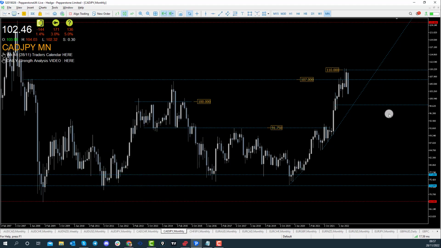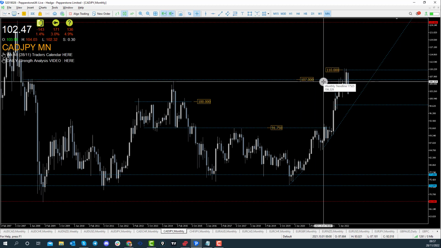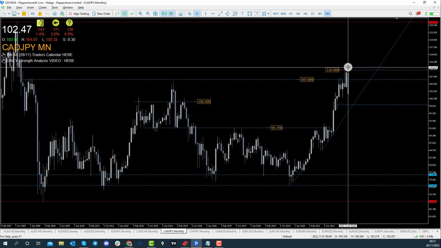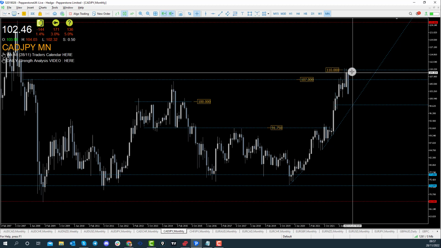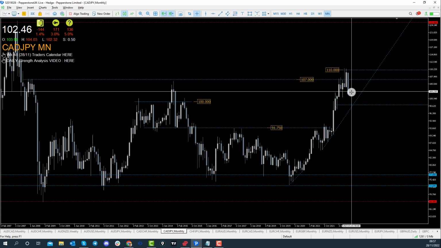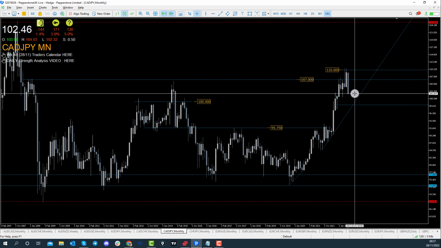CAD yen, really nice chart to look at the moment, especially because we're looking at seeing price reverse from these recent swing highs. So price came up into the 110 handle, came up into the 110 handle on the monthly chart and just rejected. Didn't really want to see any buyers above the 110. Sellers have pretty much taken it this month and driven it to the downside. So quite a negative month here for the price of CAD yen.